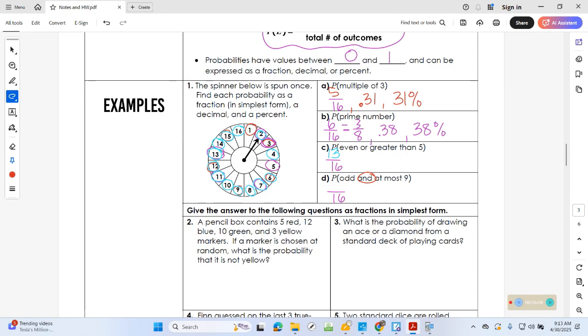Is 3 odd and at most 9? Yep. 4 is not odd. Is 5 odd and at most 9? Yep, okay. There's nodding yes. What about 6? No. 7 odd and at most 9? What about 9? It equals 9. We can have that. Okay, count them. You have 1, 2, 3, 4, 5. 5 over 16 doesn't reduce. I'm just going to leave it.